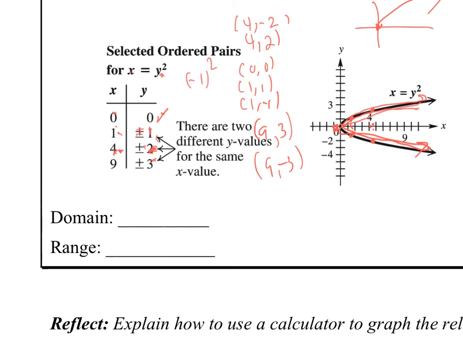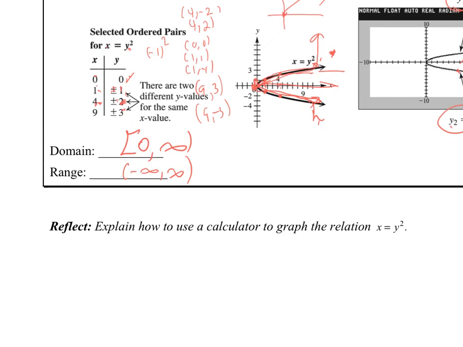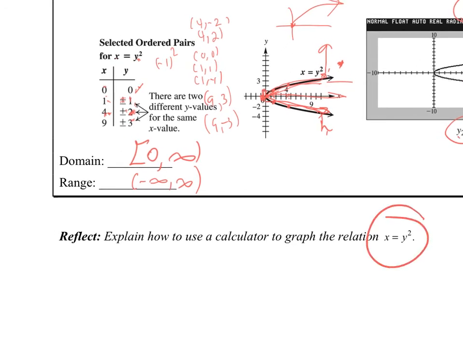The domain starts here, goes forever to the right. So it can be 0, and it goes to infinity. The range goes up forever. In the future, this goes up and up and up and up. This goes down and down and down and down. So we would say from negative infinity to infinity. And I just talked to you about how you would use a calculator.